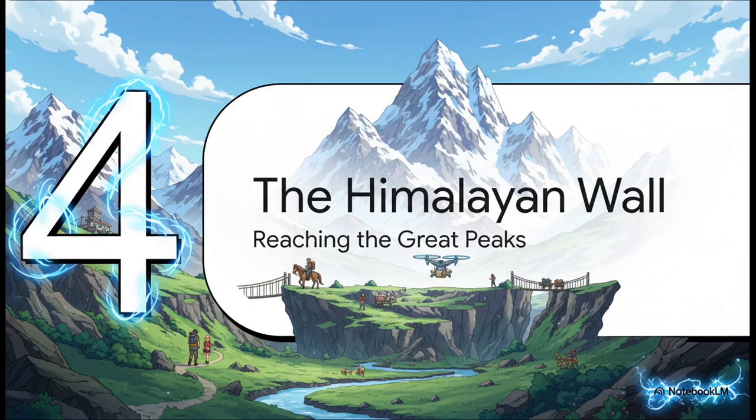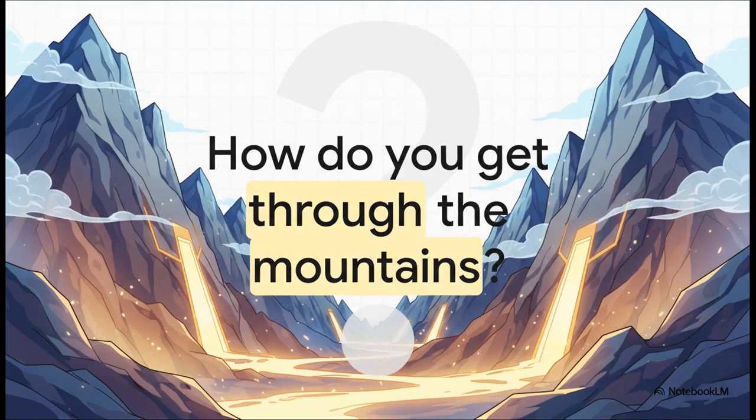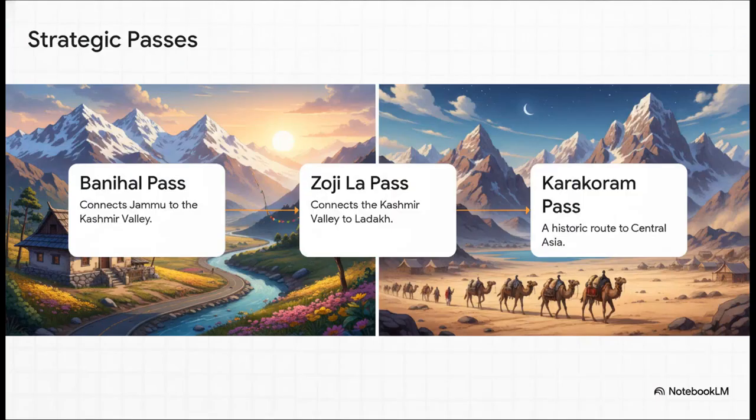Okay, so if the valley is this giant natural bowl surrounded by a wall of mountains, you've got to be wondering, how does anyone get in or out? I mean, how do people and goods get across this massive mountain barrier? Well, the answer isn't to go over the mountains, it's to go through them. And that's where these strategic mountain passes come in. They act like gateways, carving paths right through the mountain ranges. And there are 3 passes that are just absolutely crucial.